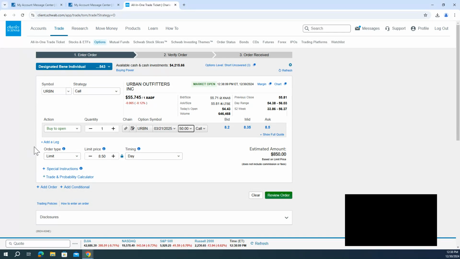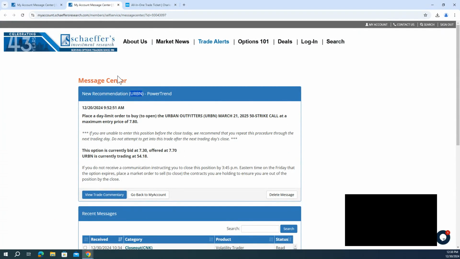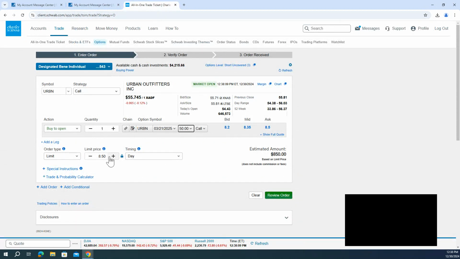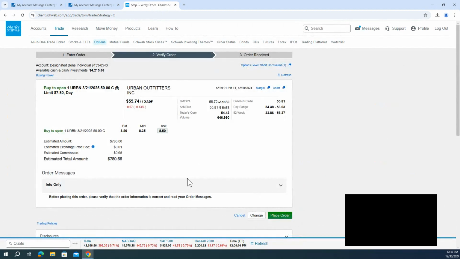So let's take a look at our order type. Our order type would be limit. And in the recommendation, they told us do not pay more than $7.80. So that, again, is going to serve as our limit price. Type in $7.80. And the timing is day. So that means if the option premium was to drop down from $8.50 to $7.80, then it would trigger our order. Let's review our order to confirm everything is correct.